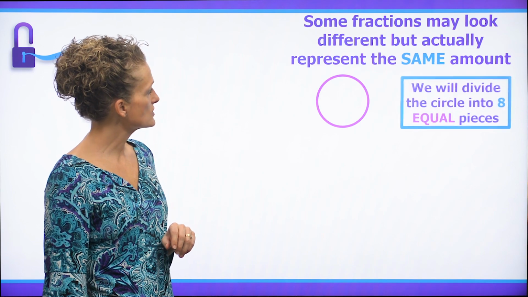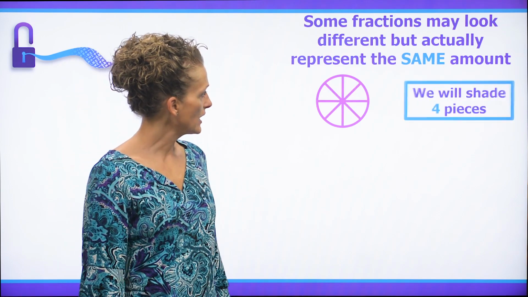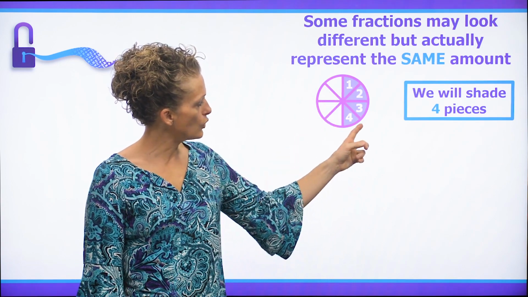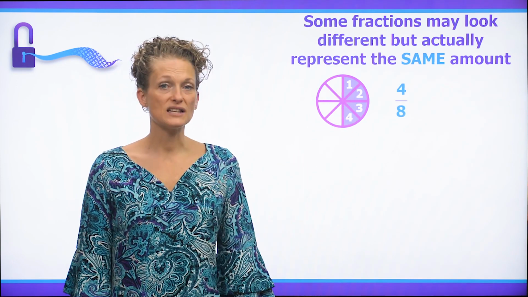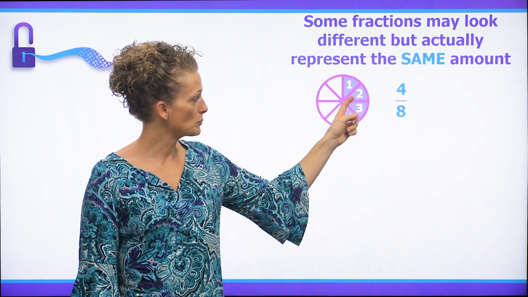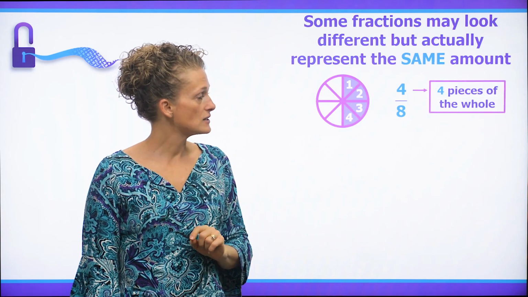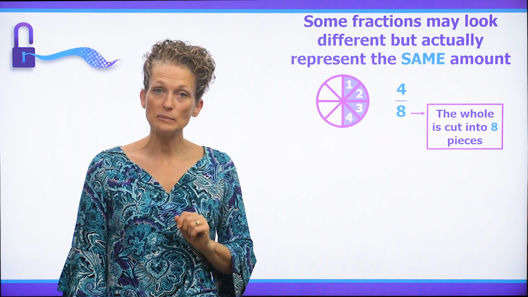So here we have this circle, and we're going to divide this circle into 8 equal pieces. And then we are going to shade 4 of those pieces. So you can see we've got this whole divided into 8, and then we've shaded 4 pieces. So that represents 4/8. 4 pieces are shaded out of a total of 8 pieces. So 4 pieces of the whole, and the whole is cut into 8 pieces.